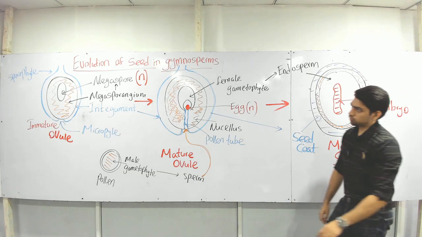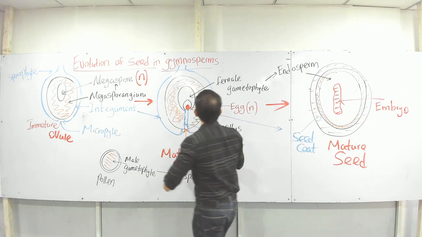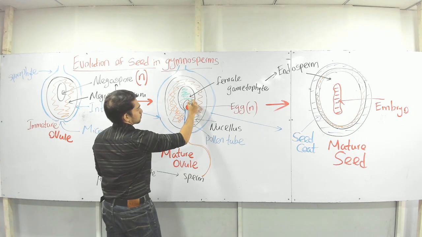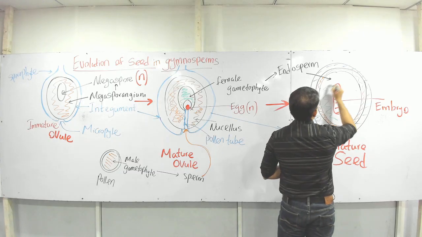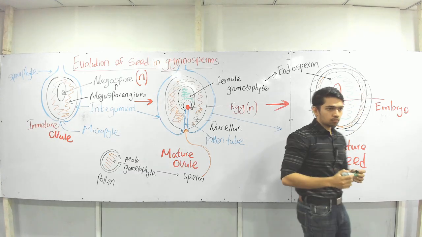You can put a color for the female gametophyte if you like. This is the female gametophyte that is going to become the endosperm. Okay.